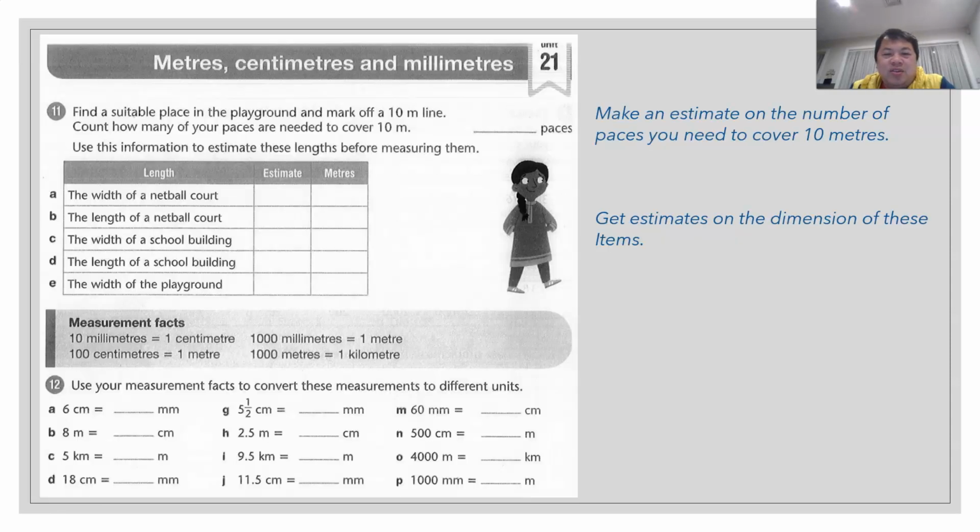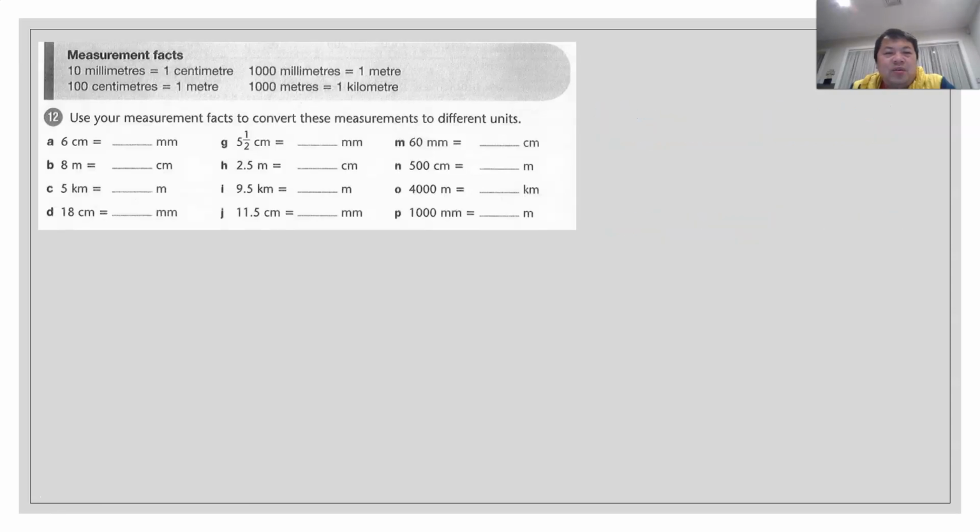From here we're moving on to conversion facts. We need to convert the given measurements into different units. The facts are: 10 mm is 1 cm, 1000 mm is 1 meter, 100 cm is 1 meter, and 1000 meters is 1 kilometer. Using C as an example, 5 kilometers is actually 5 times 1000, which is 5000 meters, when you convert using the measurement facts that we know.